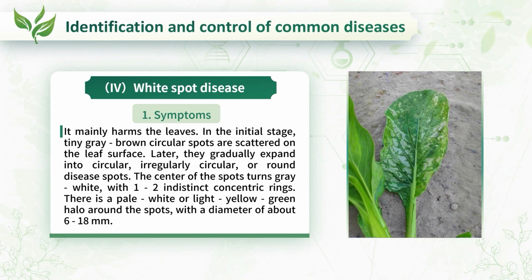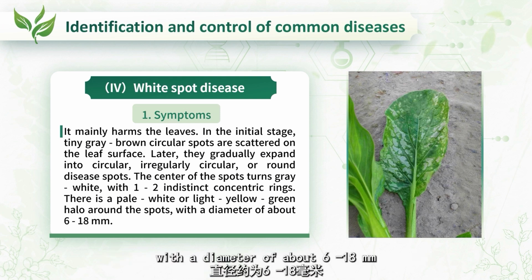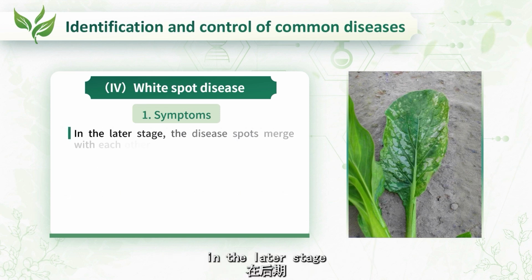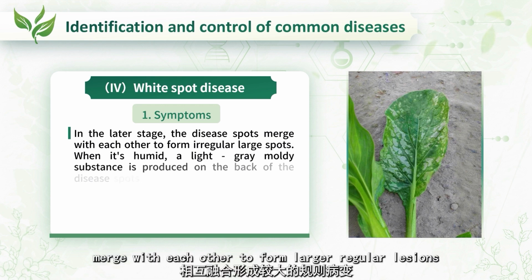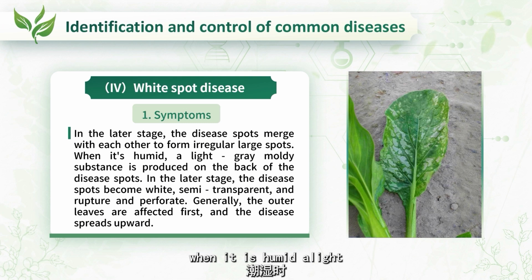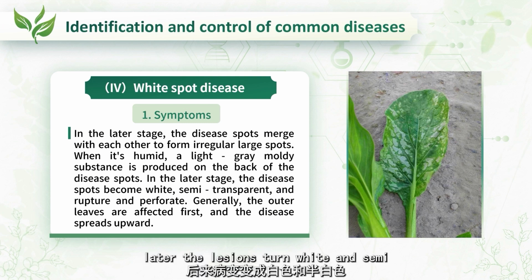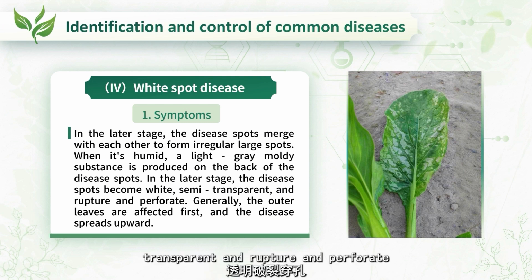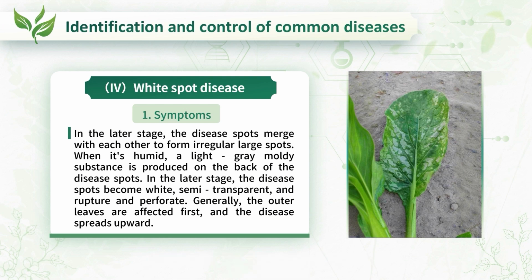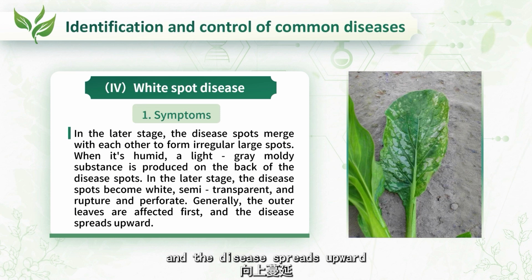There is a pale, white or light yellow, green halo around the lesion, with a diameter of about 6-18 mm. In the later stage, the lesions merge with each other to form large irregular lesions. When it is humid, a light, gray toxic substance is produced on the back of the lesions. Later, the lesions turn white and semi-transparent and rupture and perforate. Generally, the outer leaves are first affected and the disease spreads upward.